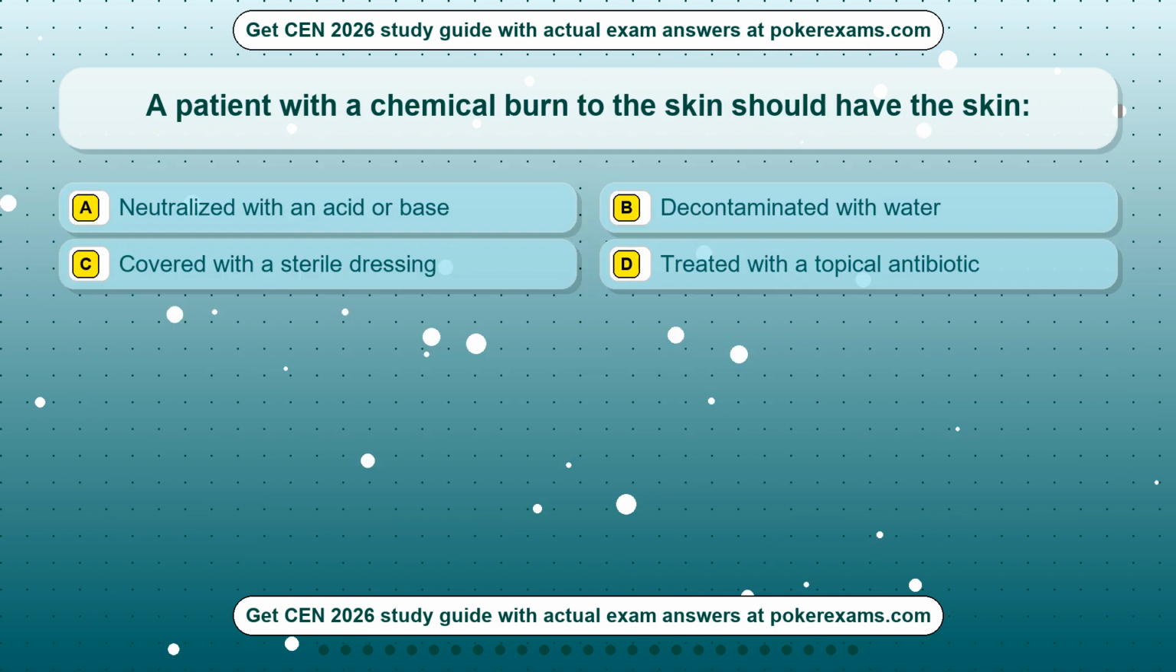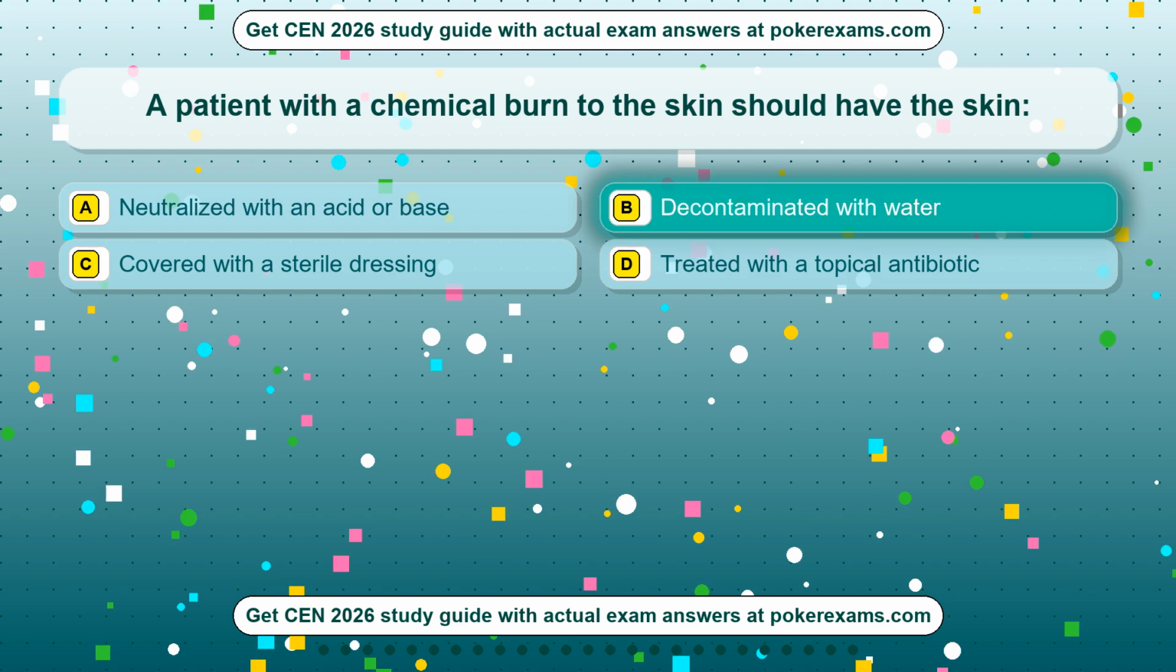Question 8. A patient with a chemical burn to the skin should have the skin: Option A: neutralized with an acid or base. Option B: decontaminated with water. Option C: covered with a sterile dressing. Option D: treated with a topical antibiotic. The correct answer is option B.